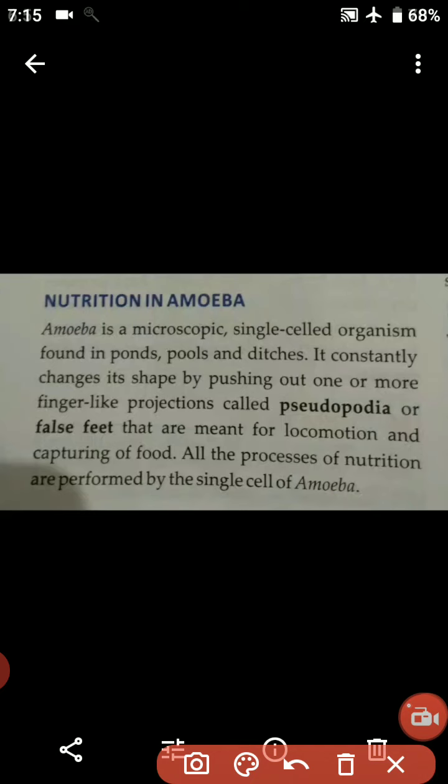So students, today we are starting the new topic, that is nutrition in amoeba. In this topic we will understand how amoeba gets its nutrition. Okay students, so now let's proceed.